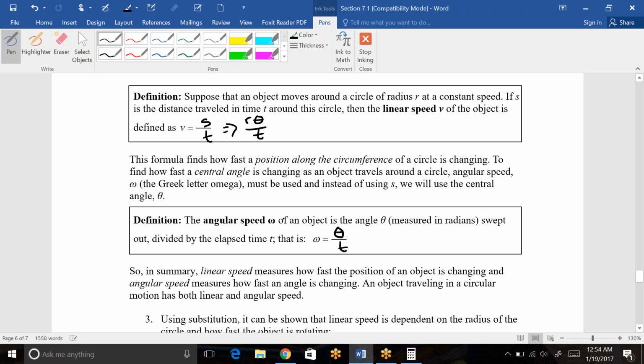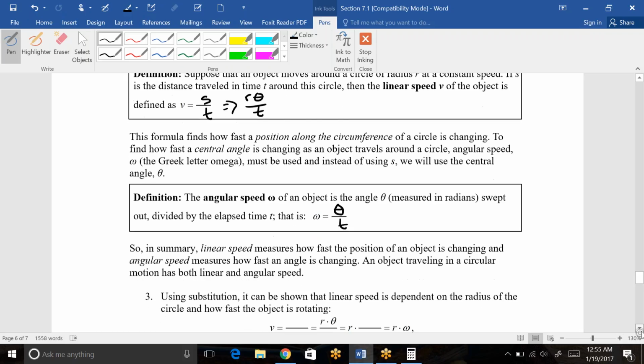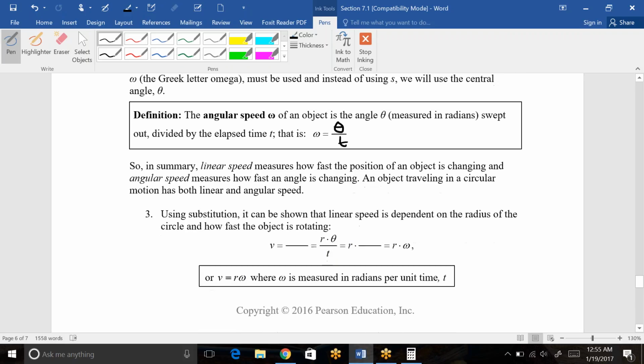So the angular speed, omega, of an object is the angle, theta, measured in radians, swept out, divided by an elapsed time t. So in our summary, linear speed measures how fast the position of an object is changing, and angular speed measures how fast an angle is changing. An object traveling in a circular motion has both linear and angular speed.